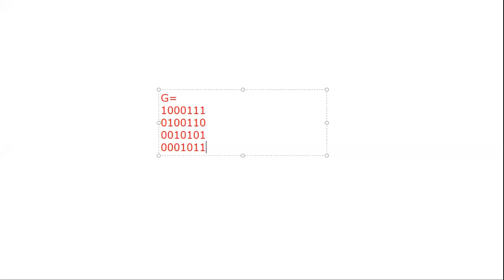And now my question is, for example, the encoder of an (n, k) code. How can you draw that? The encoder of an (n, k) code.